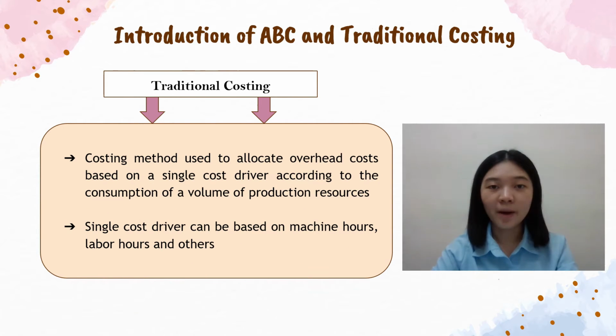Next is traditional costing. Traditional costing is a costing method used to allocate overhead costs based on a single cost driver according to the volume of production resources. A single cost driver can be based on machine hours, labor hours, and others. In other words, the traditional costing system applies indirect cost to products based on a predetermined overhead rate.